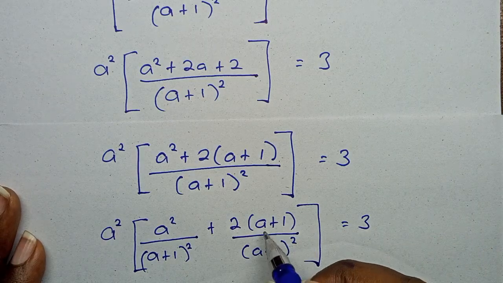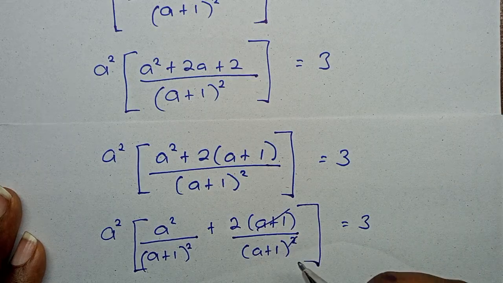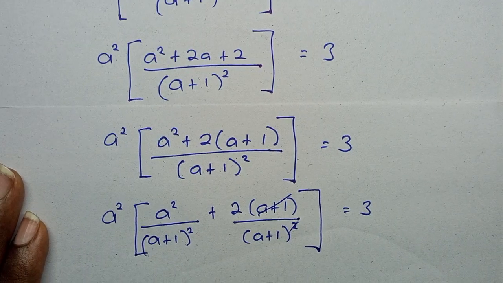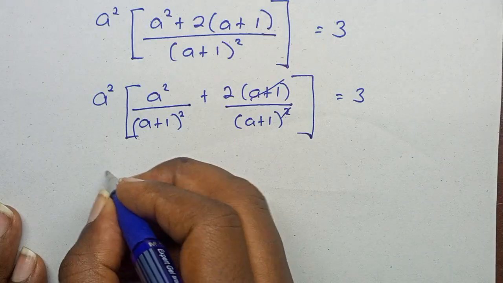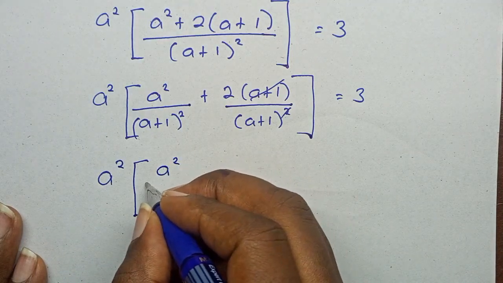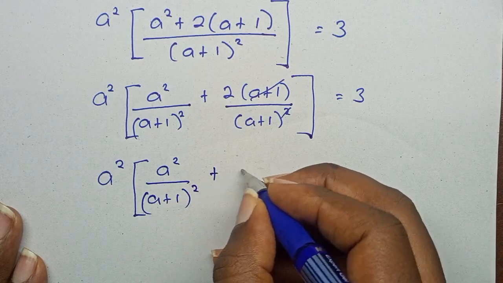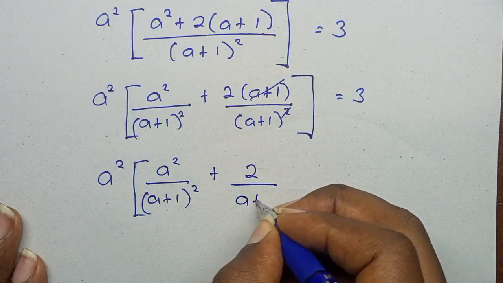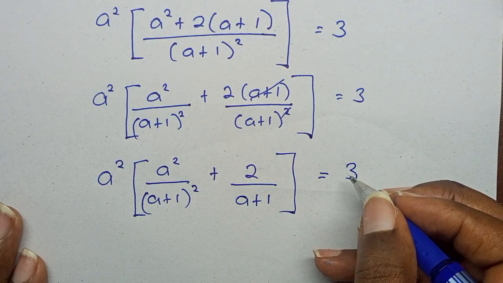So this is a plus 1 and this is the same as a plus 1 into a plus 1. So one of them cancels with one of them and we are left with 1. So we have a squared into a squared over a plus 1 squared plus 2 over a plus 1. This is equal to 3.